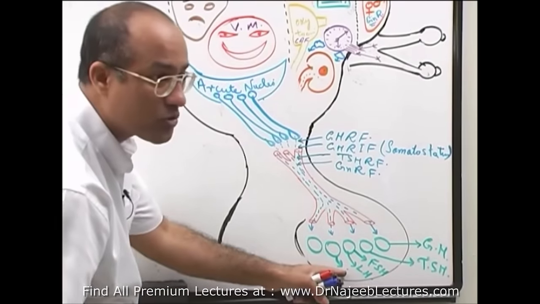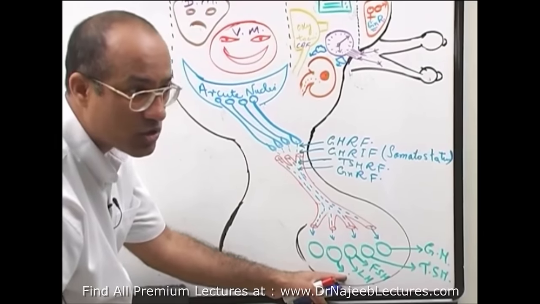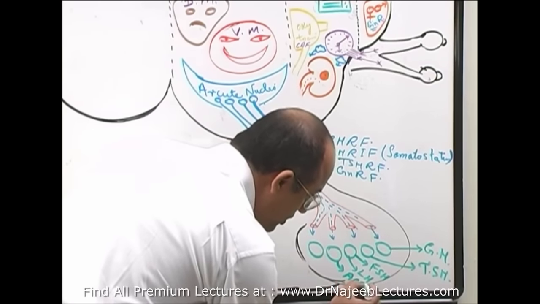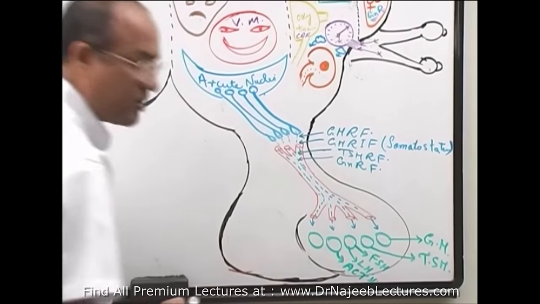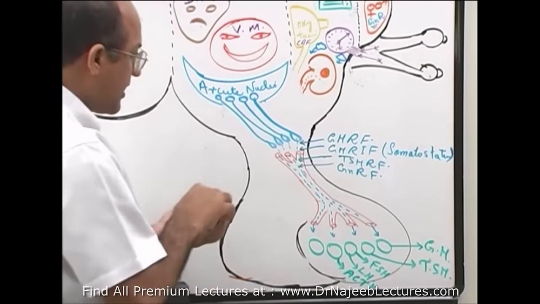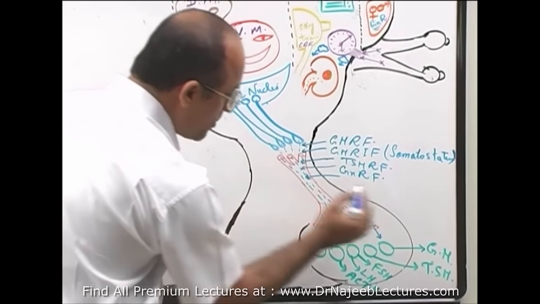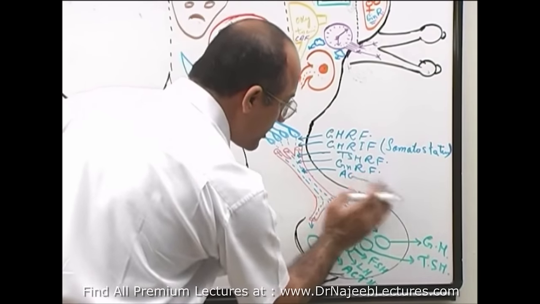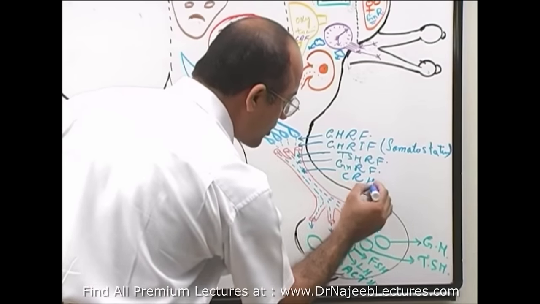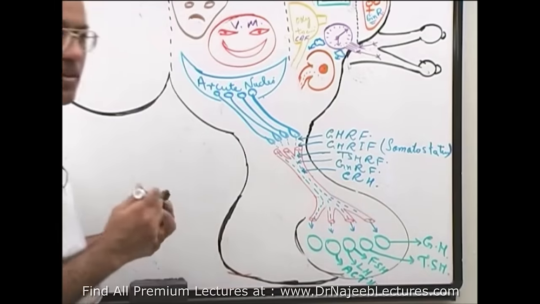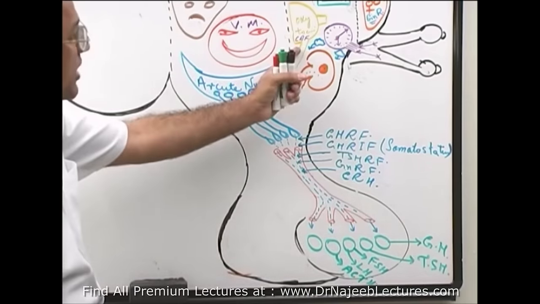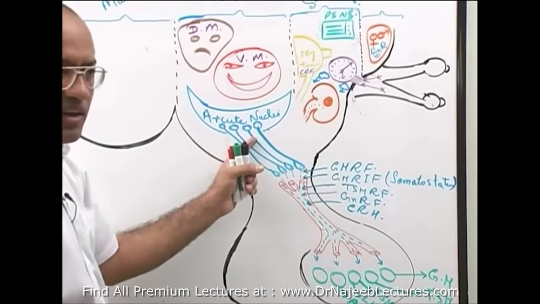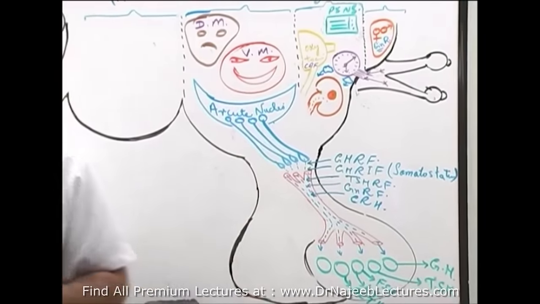Then there is a hormone which goes to the adrenal cortex and controls the release of cortisol. What is that hormone called? Adrenocorticotropic hormone, ACTH. It is released by the anterior pituitary. So naturally, from this system, what should be coming? ACTH releasing factor, or it is simply called CRH, corticotropin releasing hormone. This is produced by the paraventricular nucleus as well as the arcuate nucleus. Gonadotropin releasing factors were produced by the preoptic as well as the arcuate nucleus. Other components are coming from the arcuate nucleus.